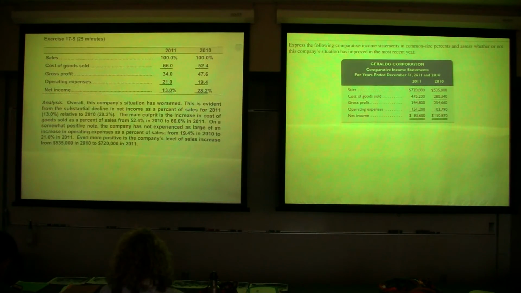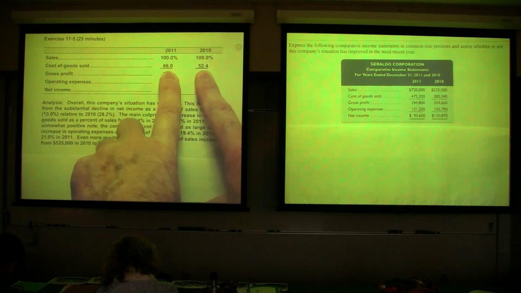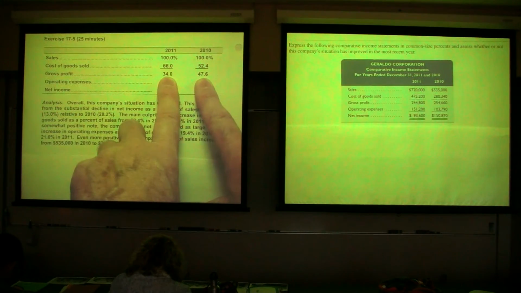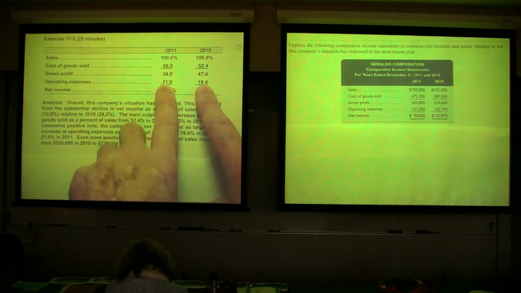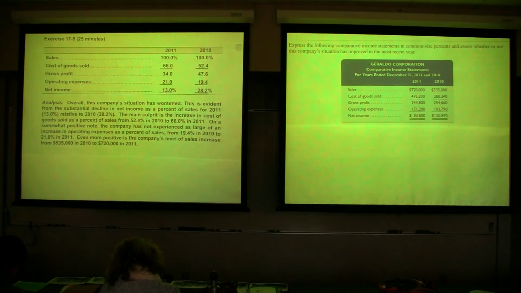So here's how they interpret this. Overall, sales is always 100%. Now, cost of goods sold went from 52 to 66, and that's more expense in proportion. And of course, gross profit, 47 and 34, will go down correspondingly. The other expenses also went up, and therefore net income was less than half. Overall, the company's situation is worse.